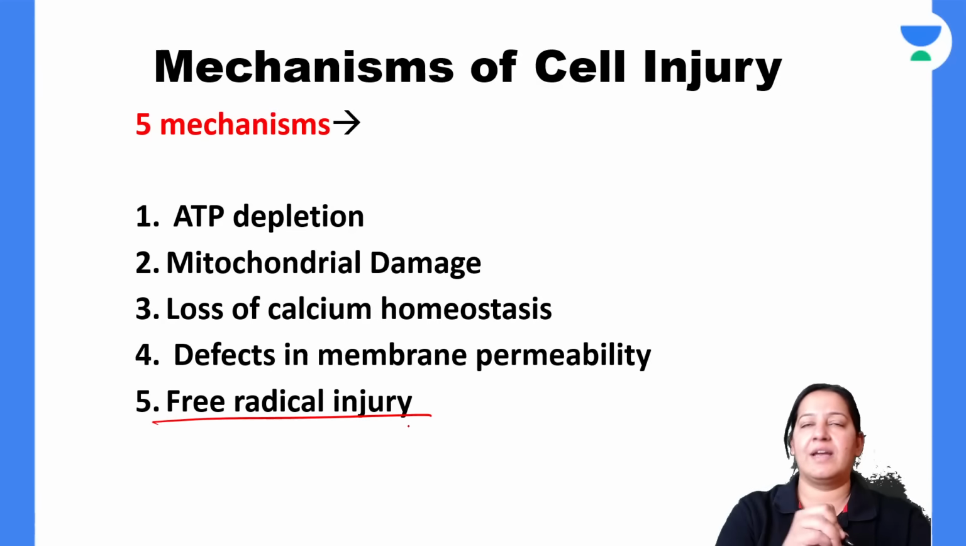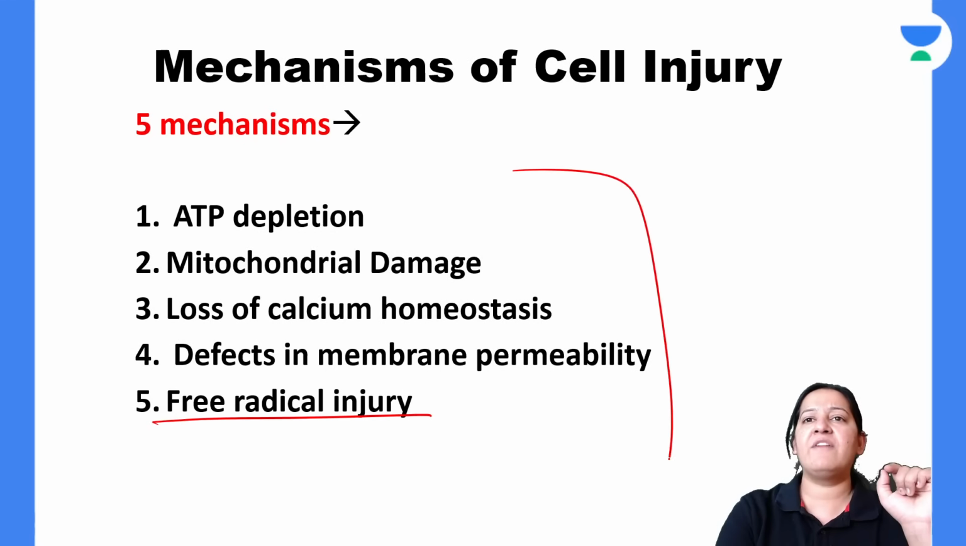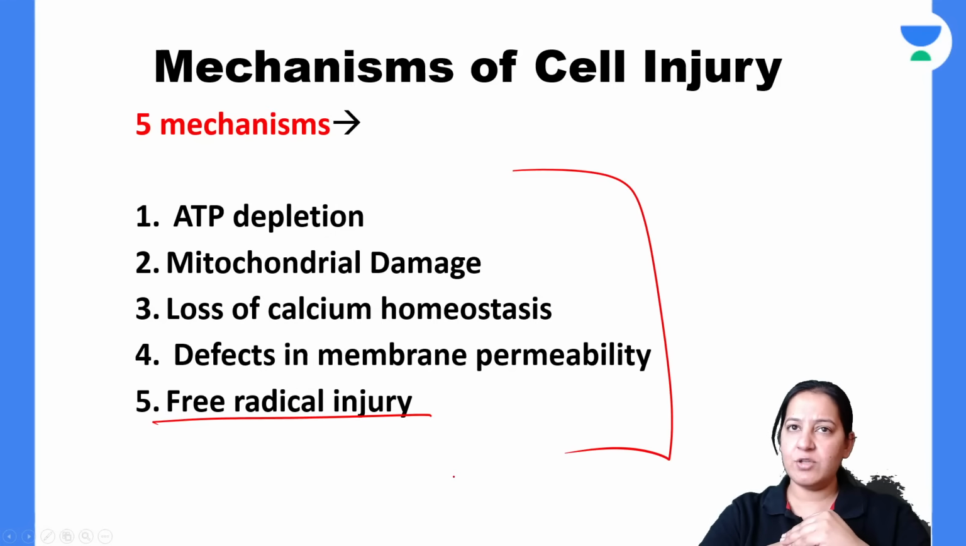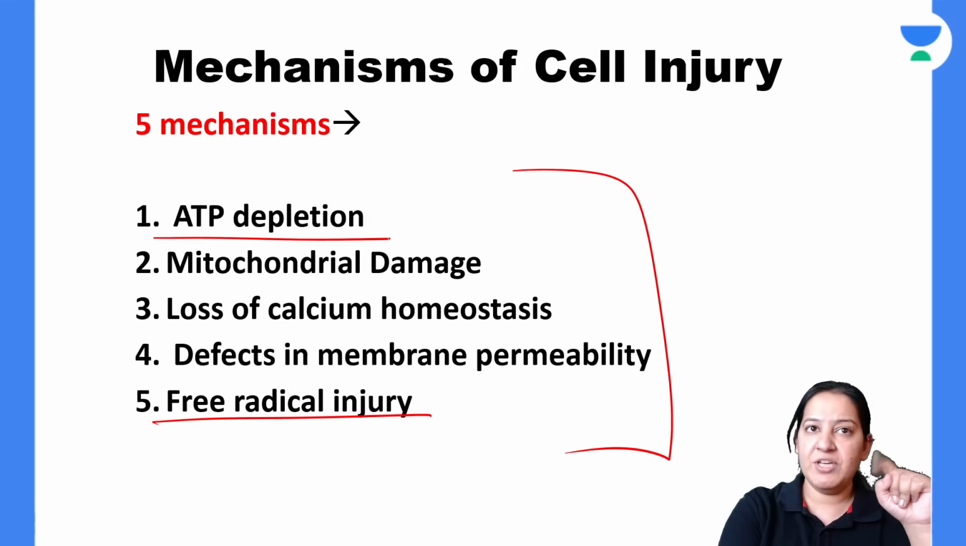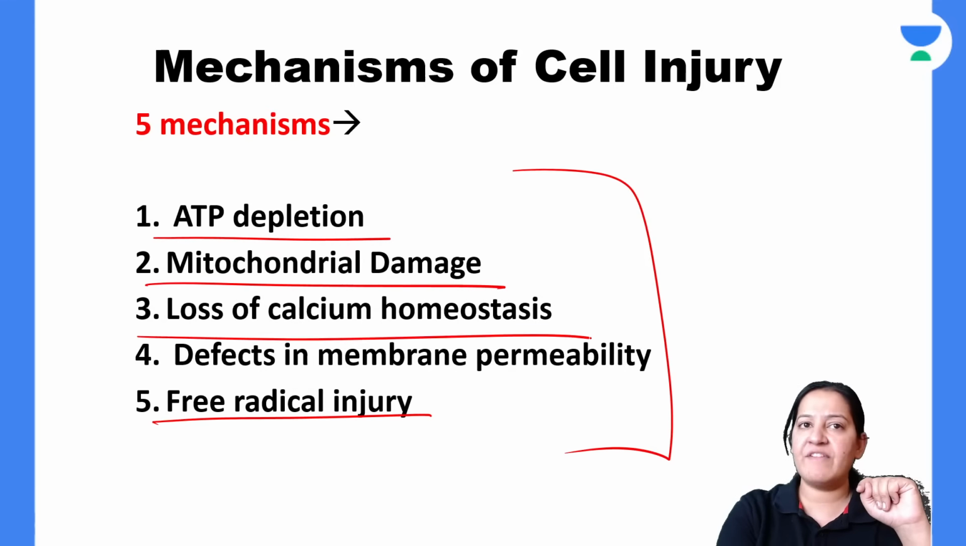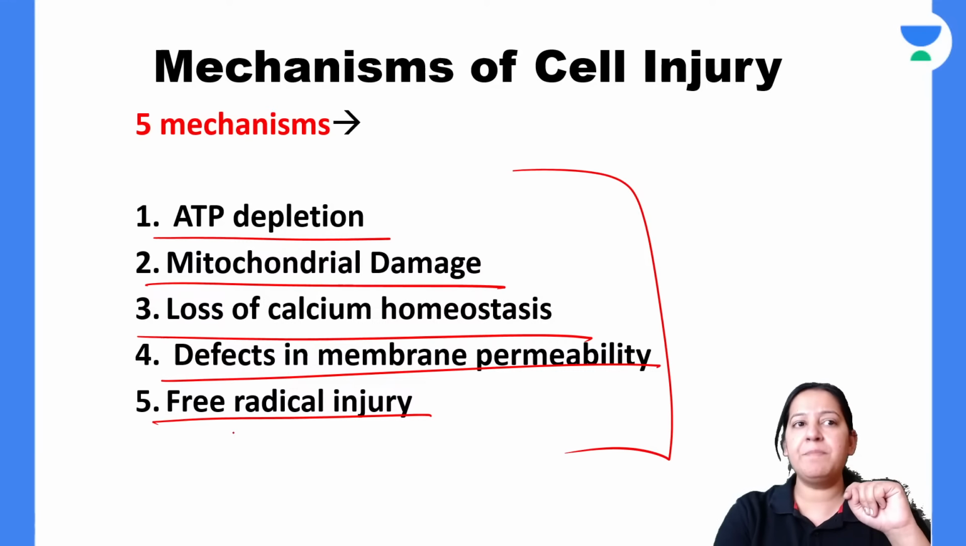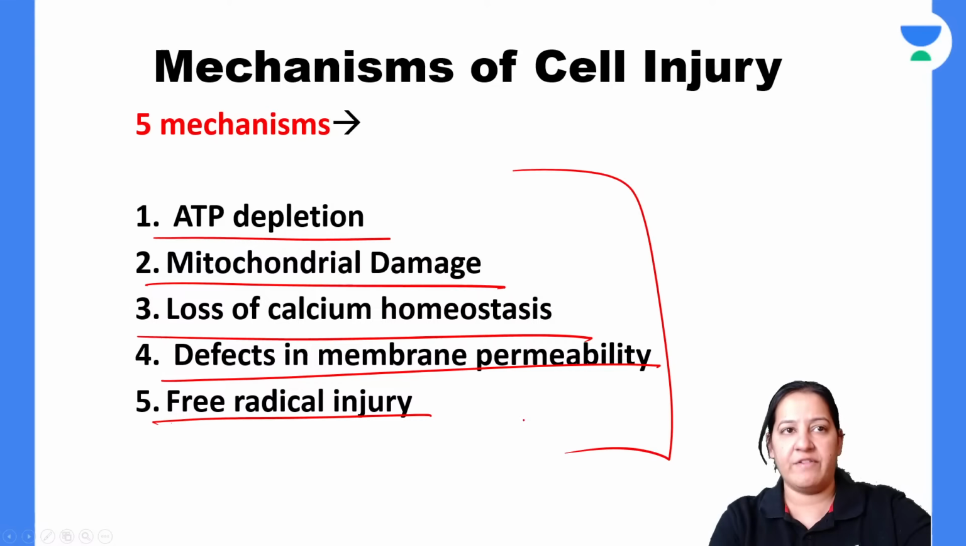I am done with free radical injury. You want me to revise all five or it is done? So there are five mechanisms of cell injury: ATP depletion, mitochondrial damage, loss of calcium homeostasis, defects in membrane permeability, and free radicals. I will try to revise. Take an empty page and start writing with me.